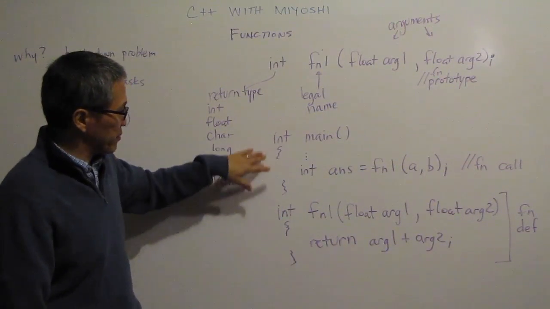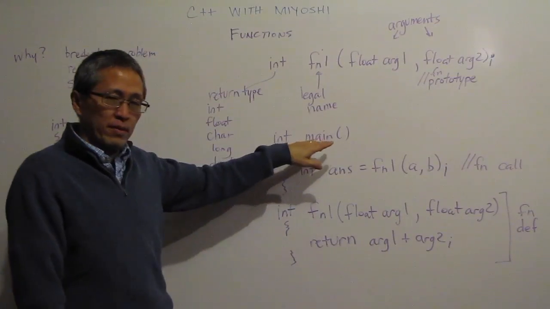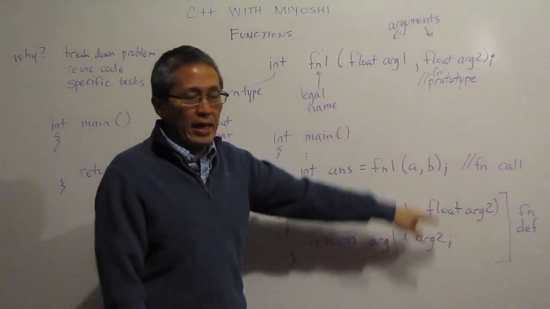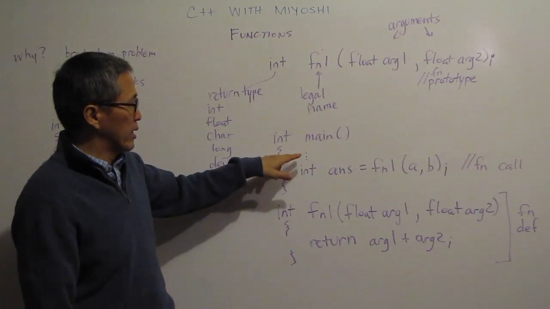Then here in my main, maybe I have some other code up here that's going to define A and B, for instance, and it's going to give those values.